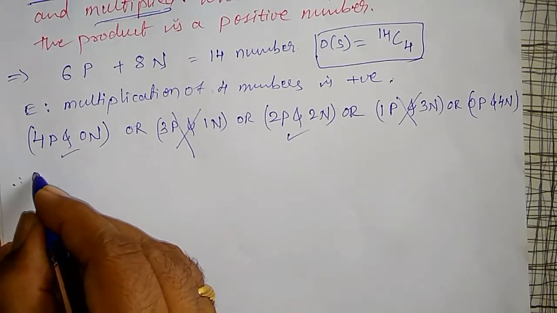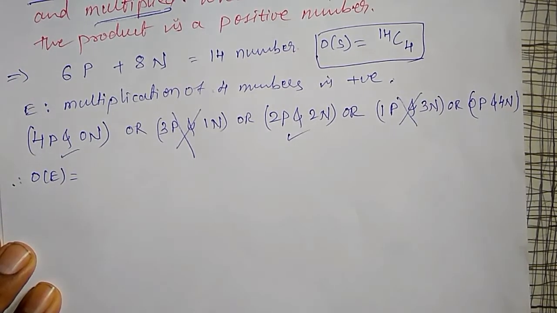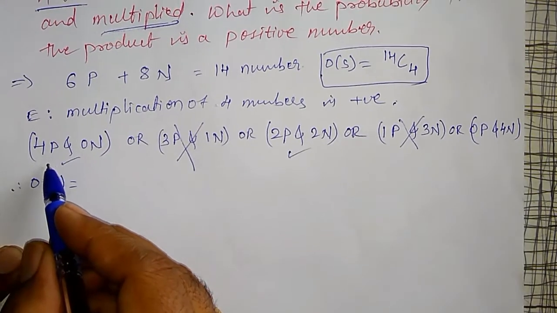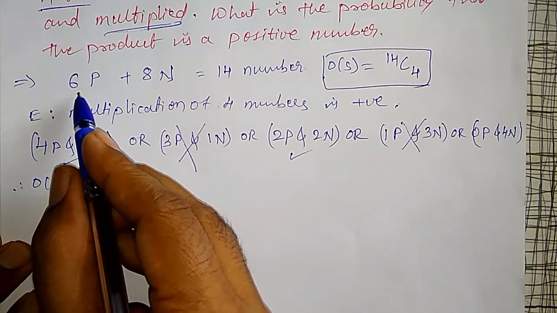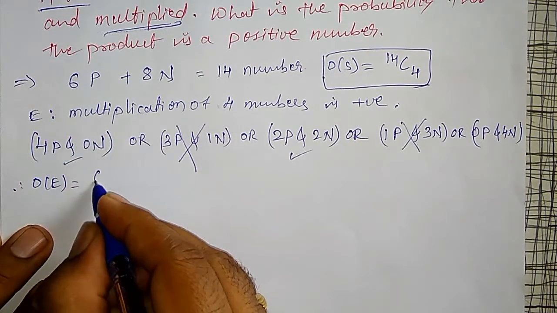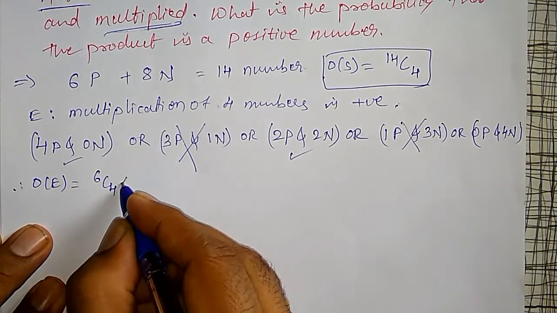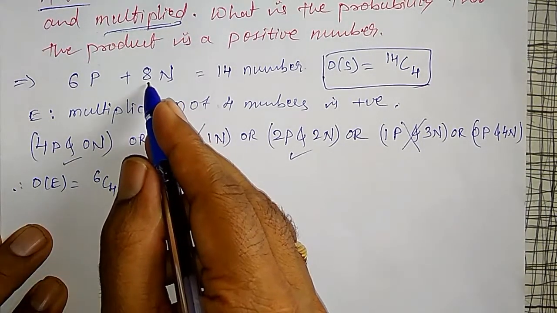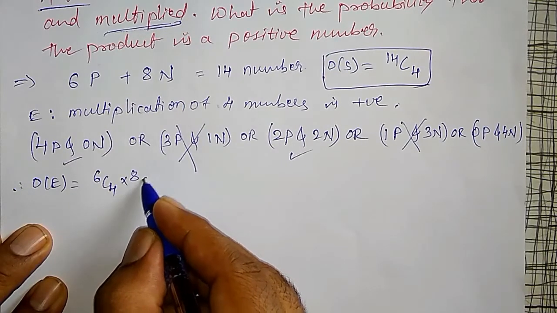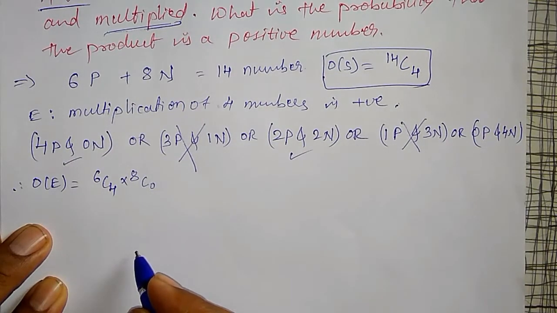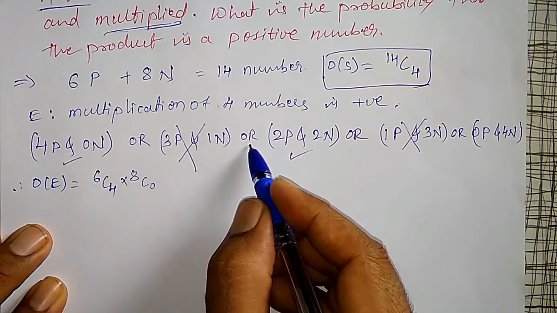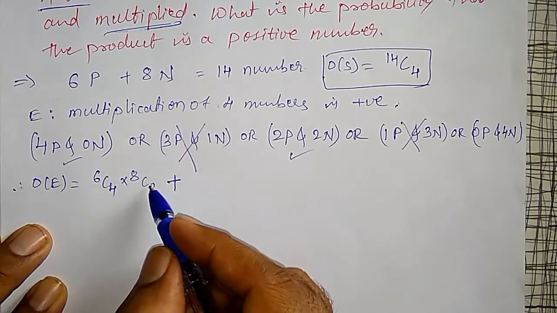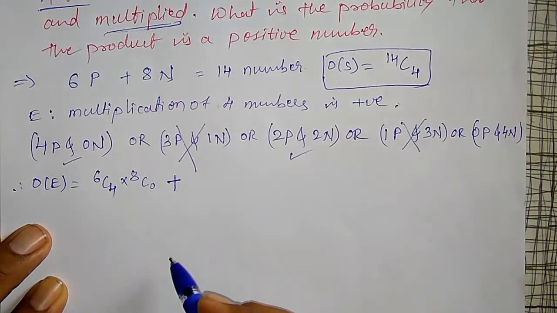Therefore, the order of the event is: 4 positive numbers I have to select out of 6, therefore 6C4, and 0 negative numbers. 8 negative numbers are there in total, out of which 0 to select. If I'm using 'and', product. If I'm using 'or', addition.